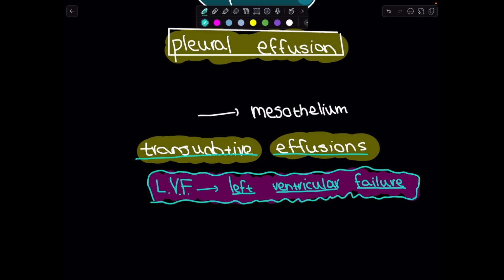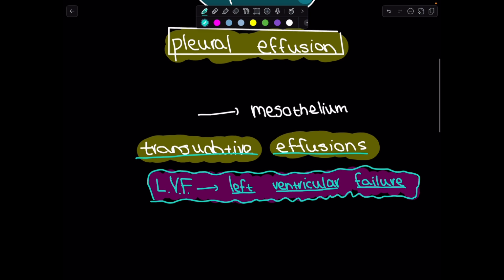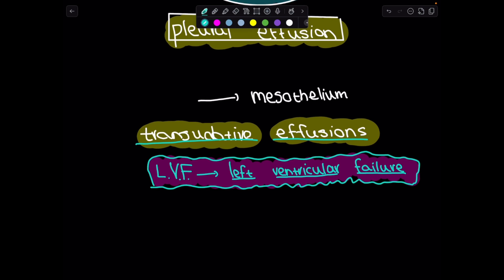Okay, so I get it. And what about atelectasis?